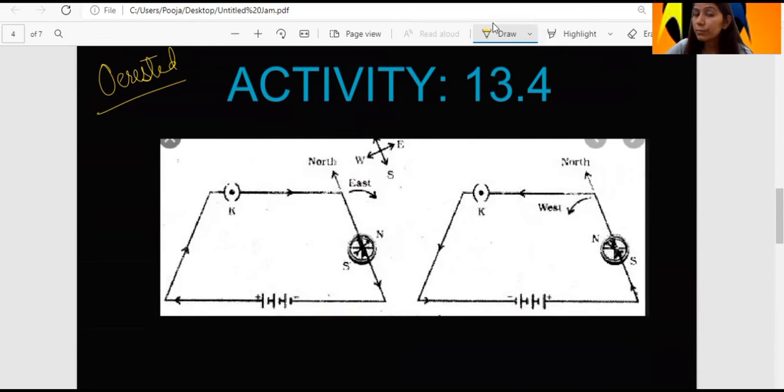So on the basis of this scientist, Hans Christian Oersted, he has given this activity. According to this activity, what do we have to take? We have taken a key, a battery, a wire, thick copper wire we can say, and a bar magnet.